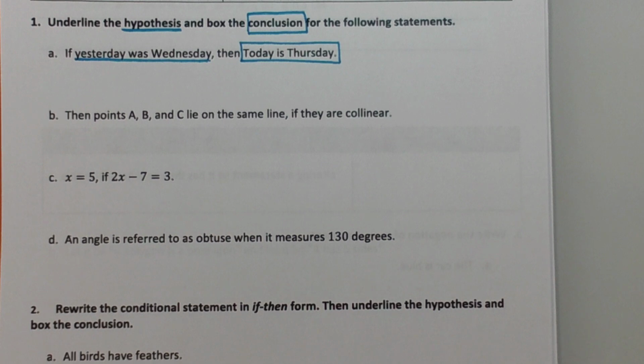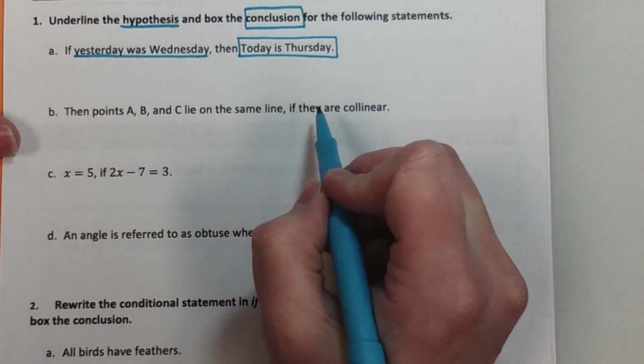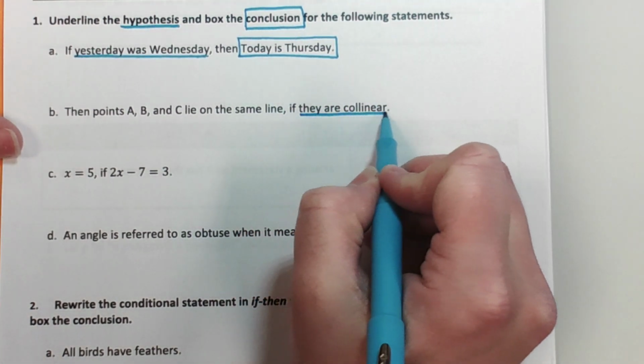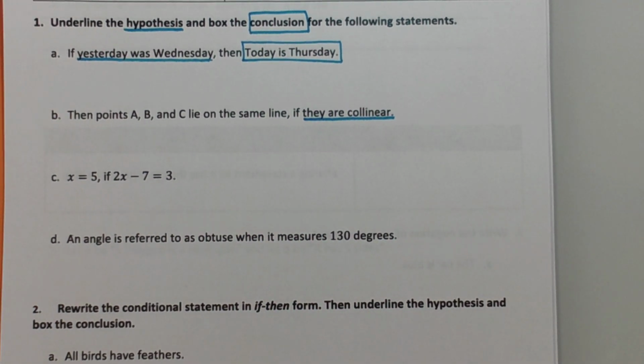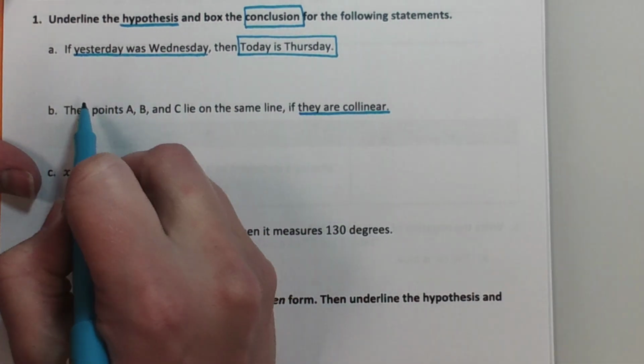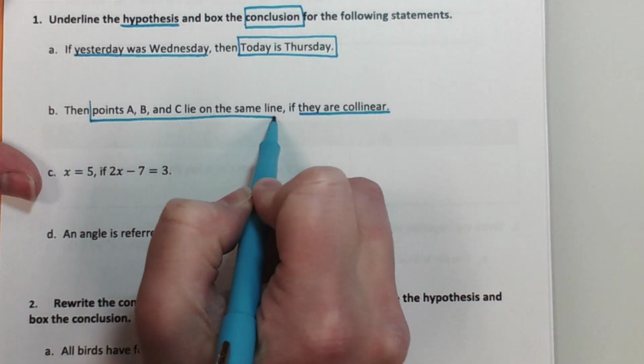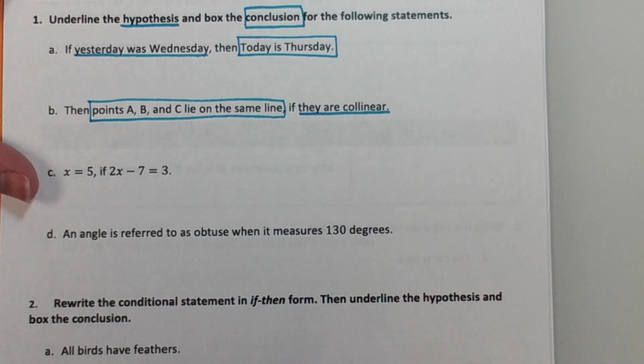Points A, B, C lie on the same line if they are collinear. Which part is the hypothesis? They are collinear. The conclusion? Points A, B, and C lie on the same line.